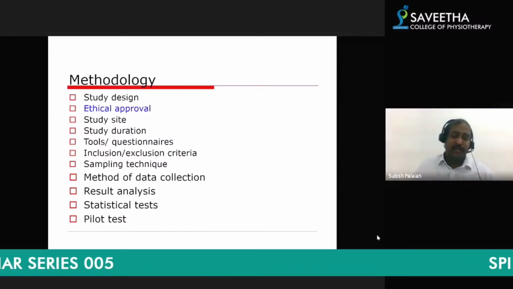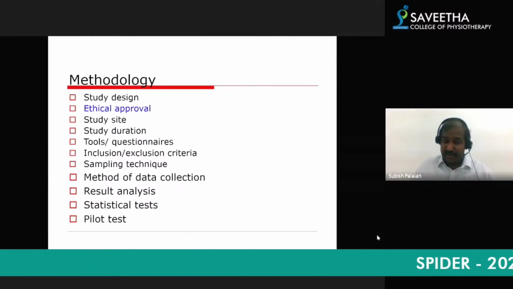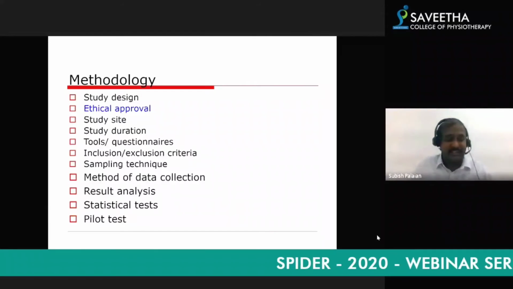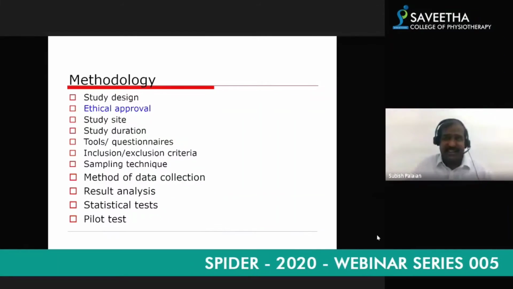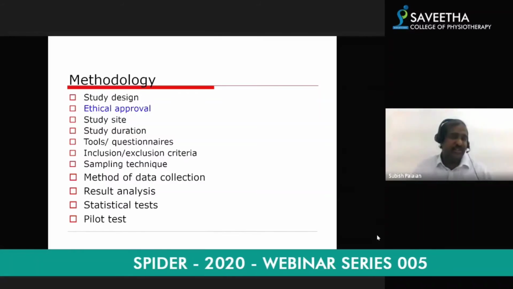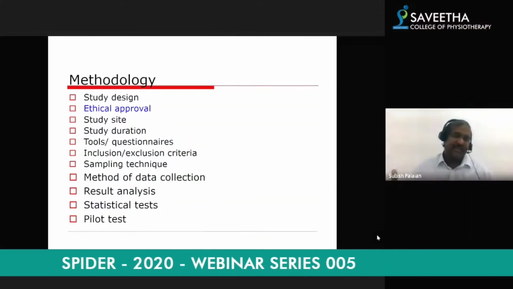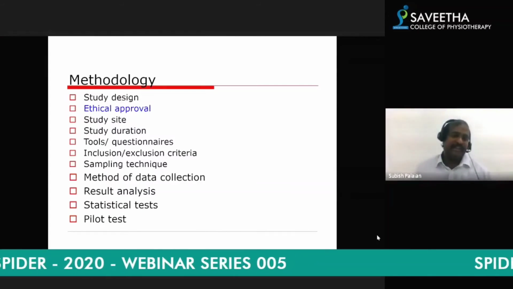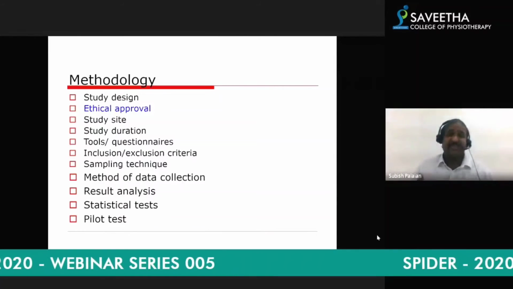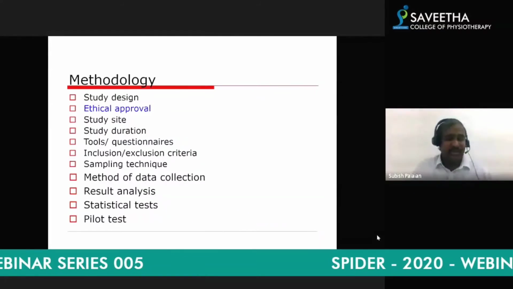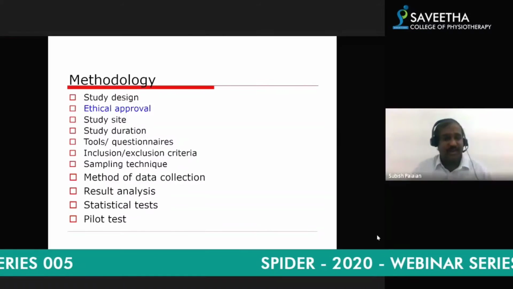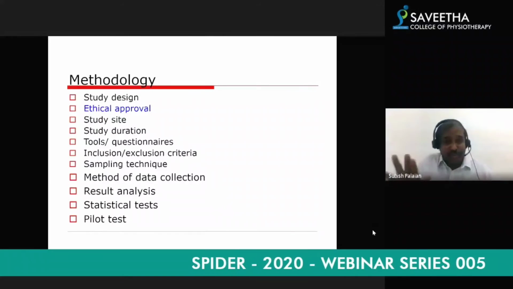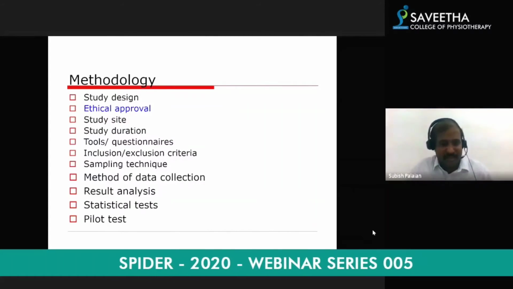Then how you perform the result analysis, you have to mention it. You say that the collected responses were put in Excel or SPSS, then the data was analyzed for so and so parameters, that has to be mentioned. But again, the method of data collection, result analysis, and statistical test are important separate areas. Maybe they themselves are like 2 to 3 hour separate sessions. But at least you should know that all these components should be there in the methodology section.